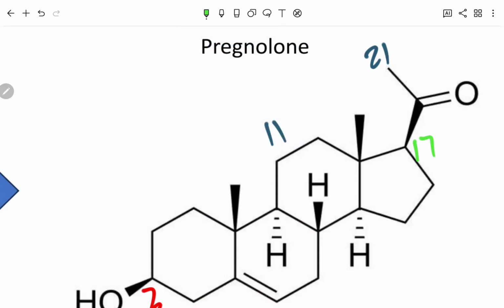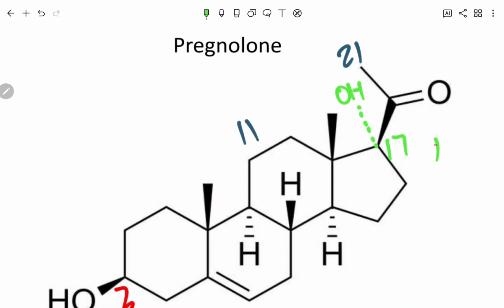And the possible chemical modification that can occur at carbon number 17 is the addition of a hydroxide group. You see, we can add a hydroxide group by an enzyme called 17-hydroxylase.